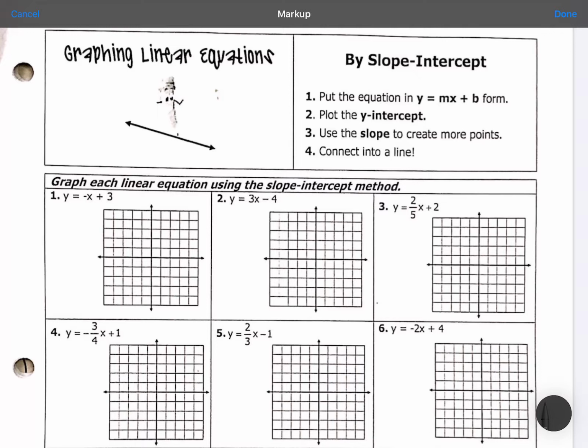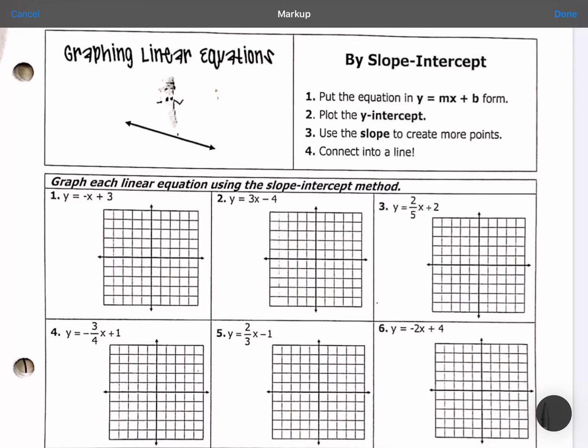Okay, today I'm going to show you how to graph linear equations when they are in slope-intercept form, and then how to graph a linear equation when it's not in slope-intercept form by solving for y first. So, find this worksheet that was given to you in class. It's called Graphing Linear Equations by Slope-Intercept.